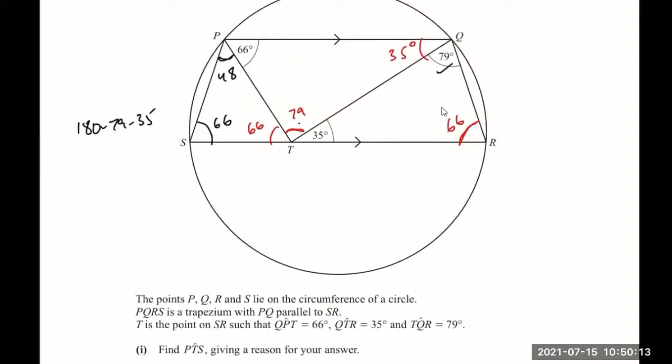It's equal to angle TQR. Then angle PQT. PQT. This one. 35. Which is 35 here? 35 is this. QTR.